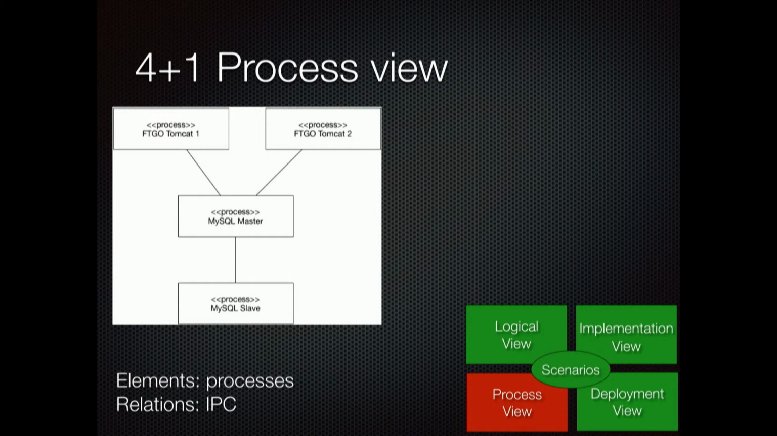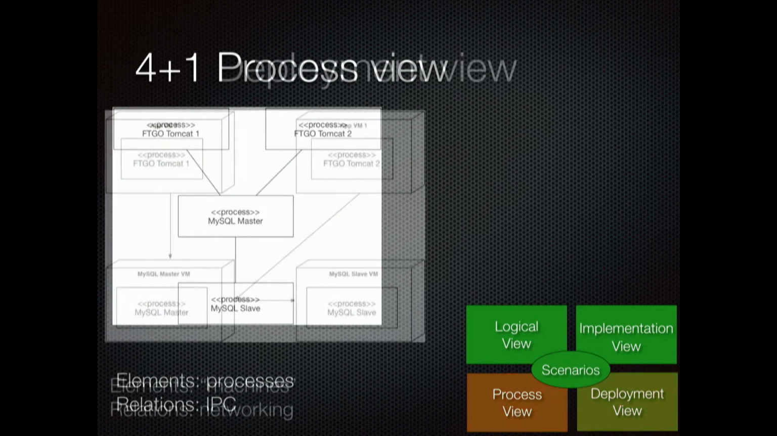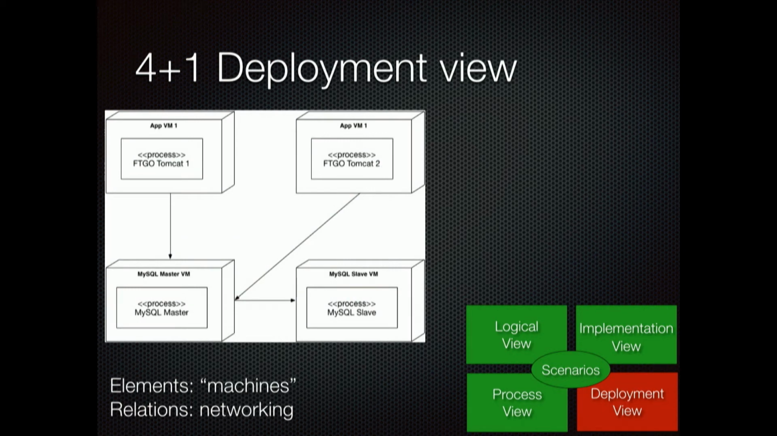which is those components. So our classes get turned into these executable or deployable components that are basically running as processes. So in this example, there's various Tomcats talking to a MySQL master, which then has a MySQL slave. And then the relationships within this view represent inter-process communication. And then you've got the deployment view, which are those processes running on nodes or machines.